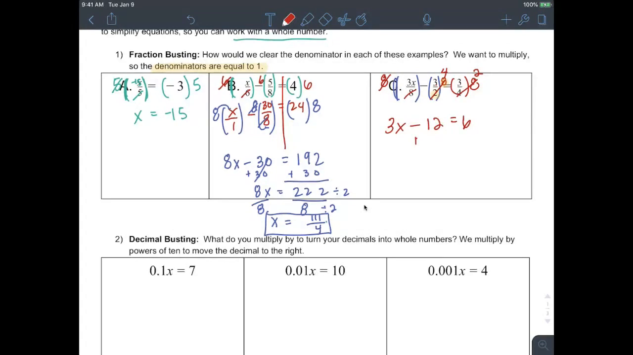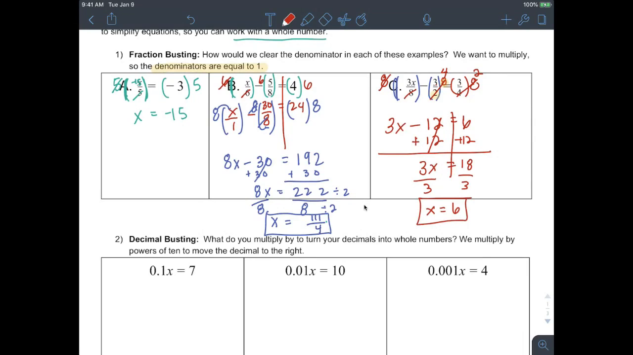So now I have whole numbers. I can just solve for x. Plus 12. So we get 18 is equal to negative 12 plus 12 is 0. 3x. And then divide by 3. So x is equal to 6.